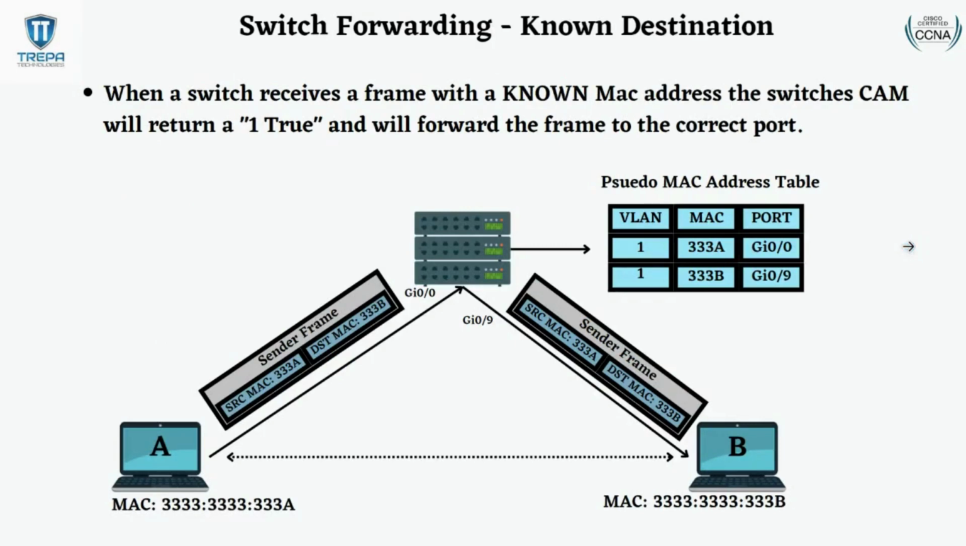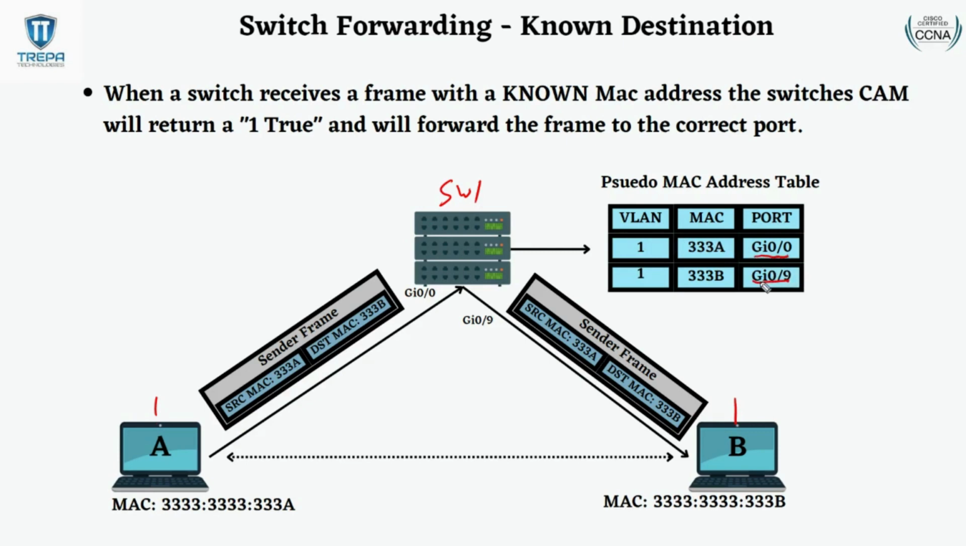Okay, so now let's go over switch forwarding when we have a known destination. So what do we mean by that? That means we have plugged in computer A here. We've plugged in computer B into this switch. I'll name it switch 1. And they've already sent traffic to that switch, causing that switch to learn the source of the ingress traffic and associate it with the port.